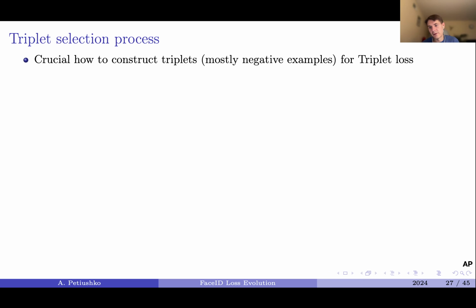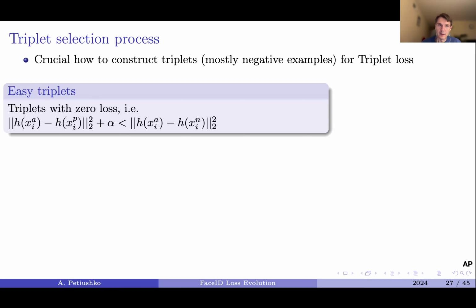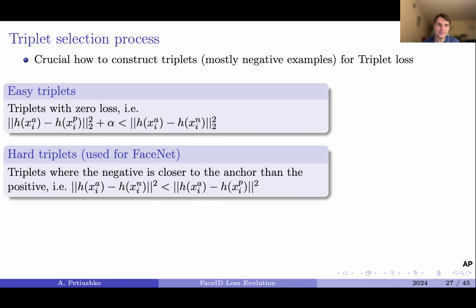But how to find out which should be used as a negative? This is crucial, how to make this triplet selection process. And actually we have three types of triplets. Easy triplets, where we have triplets with zero loss. In this case, the distance to the positive plus alpha is less than the distance to the negative. So everything is nice, loss is zero, we do not optimize anything. So we are already in our target domain.